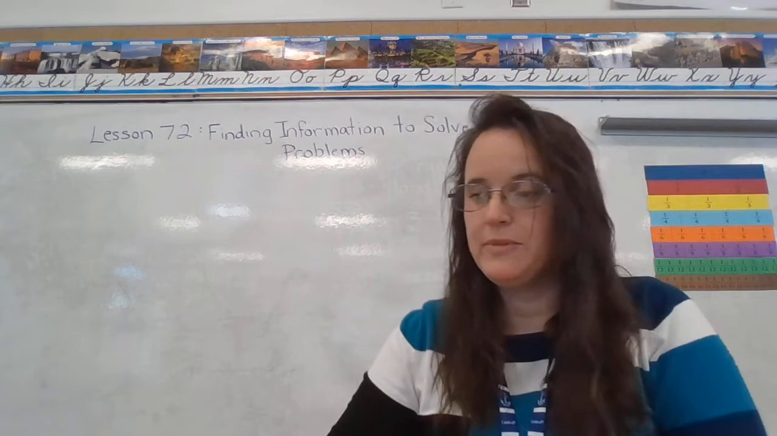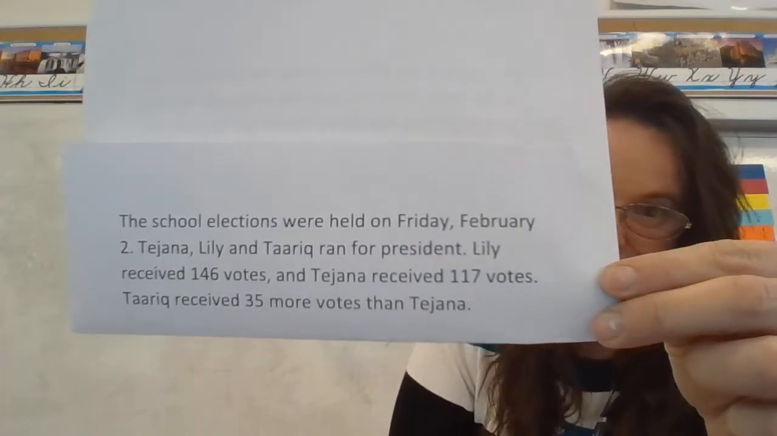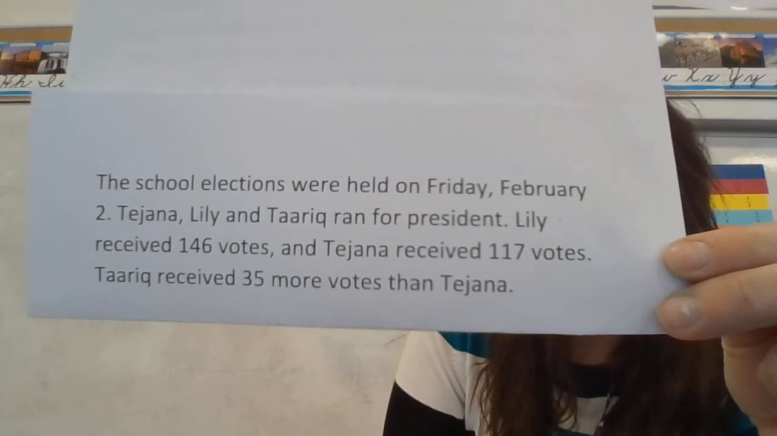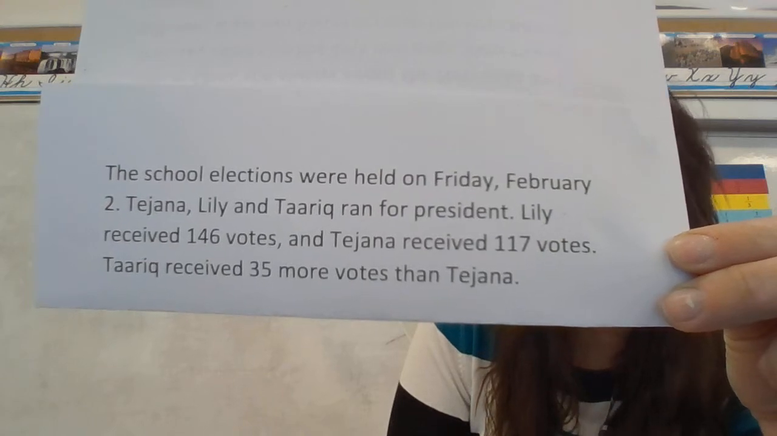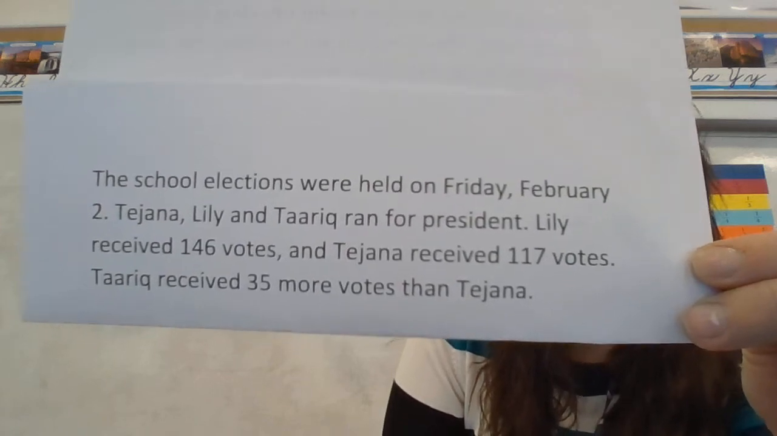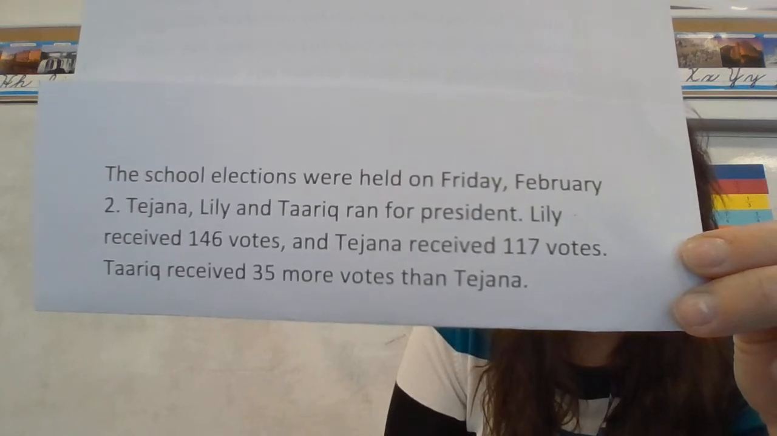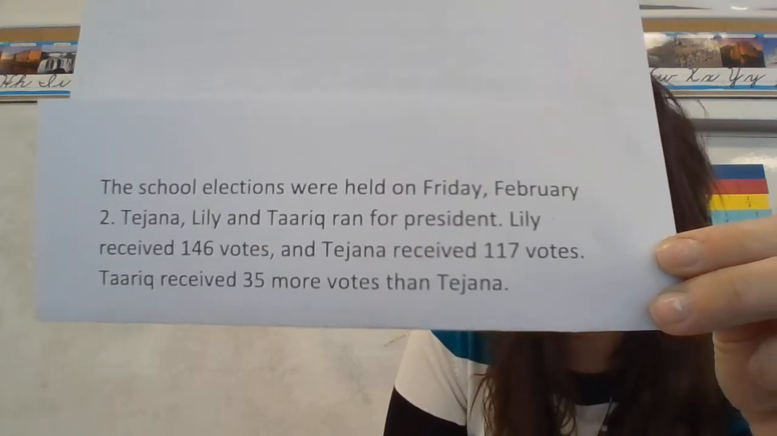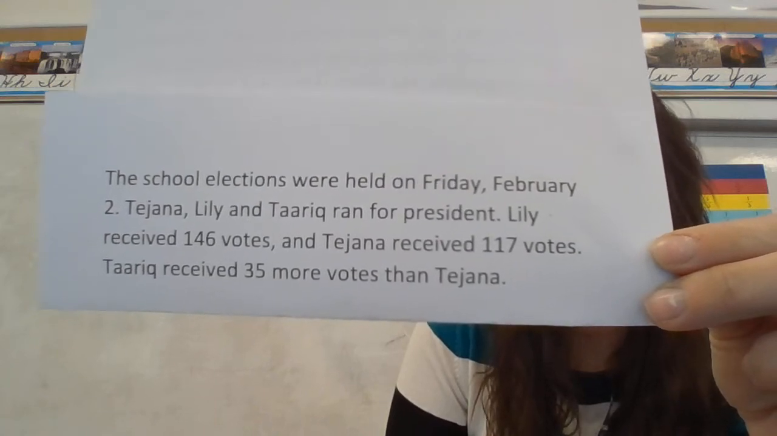So we are going to look at a couple together. I have the first one here. I want you to be able to see what it says as much as hear what it says. So it starts with, the school elections were held on Friday, February 2nd. Tahana, Lily, and Tariq ran for president. Lily received 146 votes, and Tariq received 117 votes. Tahana received 117 votes. Tariq received 35 more votes than Tahana.